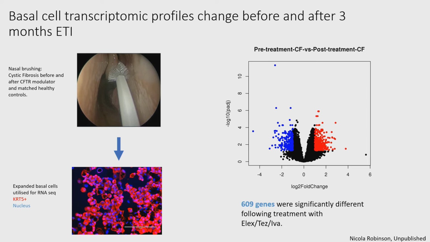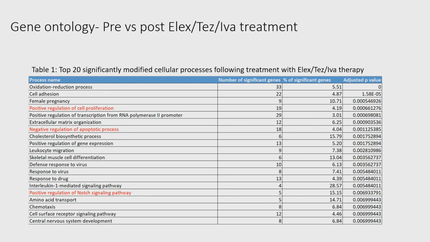So Nicola took this opportunity of our patients starting ETI to look in a small cohort of patients, I think it was 7 or 8 patients in this study, at nasal brushings before and after 3 months of treatment. She's taken the nasal brushings and expanded the basal cells in culture. And you can see they're lovely looking basal cells, which are positive for cytokeratin 5. In these patients, before and after, we see a significant difference in gene expression, with around 600 genes that were differentially expressed after 3 months of treatment.